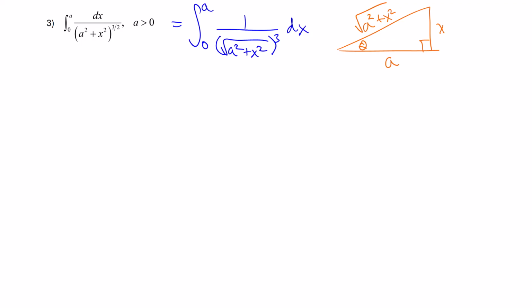Now, that's to get us oriented and started. Let's also recall that across from theta, we have the opposite side where the x is. Next to theta, we have the adjacent side where the a is. And then, of course, the hypotenuse, easily recognizable across from the right angle. That's where our root expression is. And that's all we'll need in this model to get our ratios going to start working on a trig substitution.